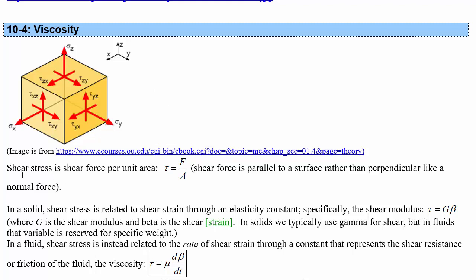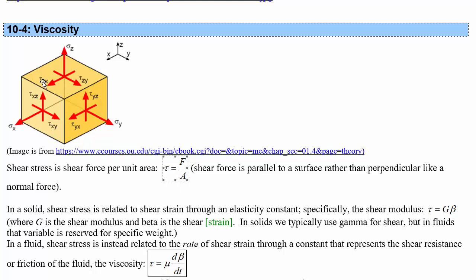So, viscosity. Let's talk about stress first. Shear stress is shear force per unit area. So, here's a picture that you had in 2P04. It's from this website. I didn't make this. And the shear stress is the shear force per unit area.